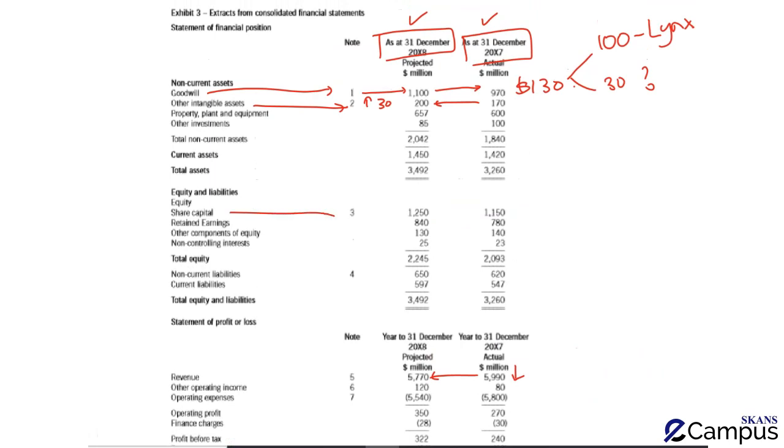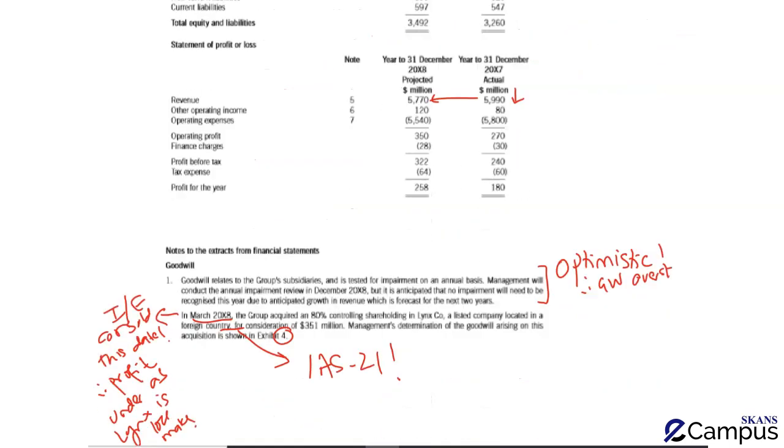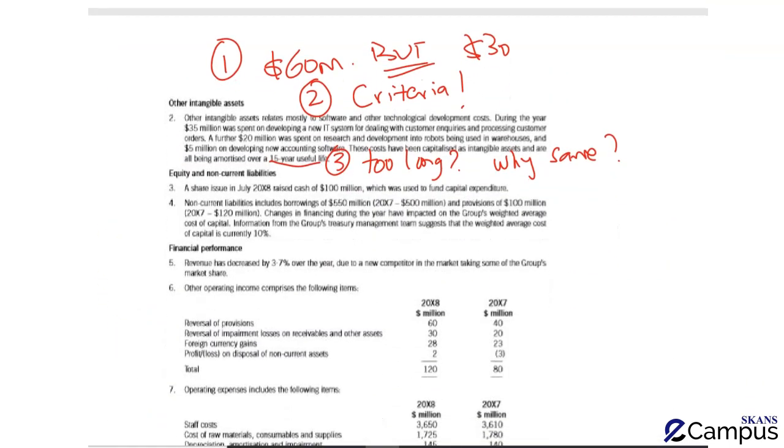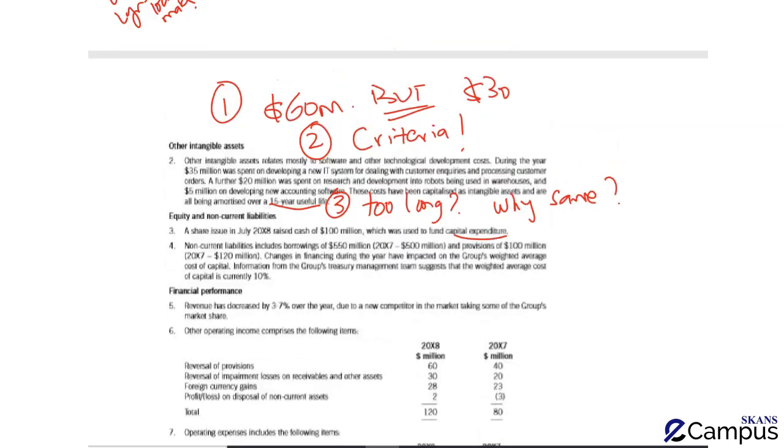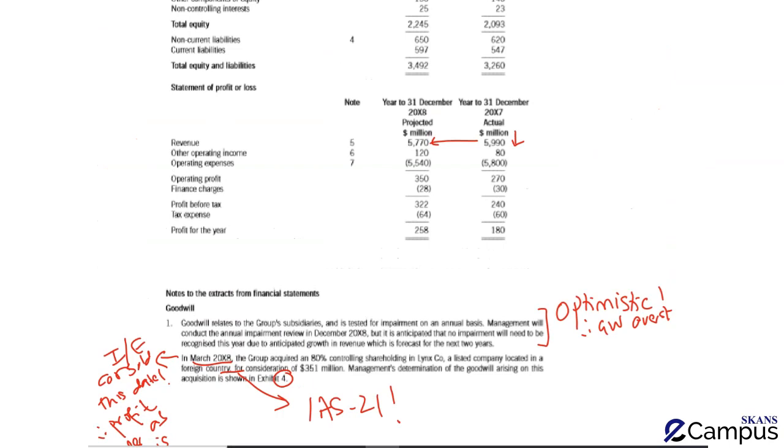The third one is share capital from 1150 to 1250, and it says note number 3. A share issue took place which was used to fund capital expenditure. There's no risk over here. Please remember, it's a listed company. Issuing shares does not necessarily mean there are going to be problems. So that's absolutely fine. I'm going to move on to the next one now.